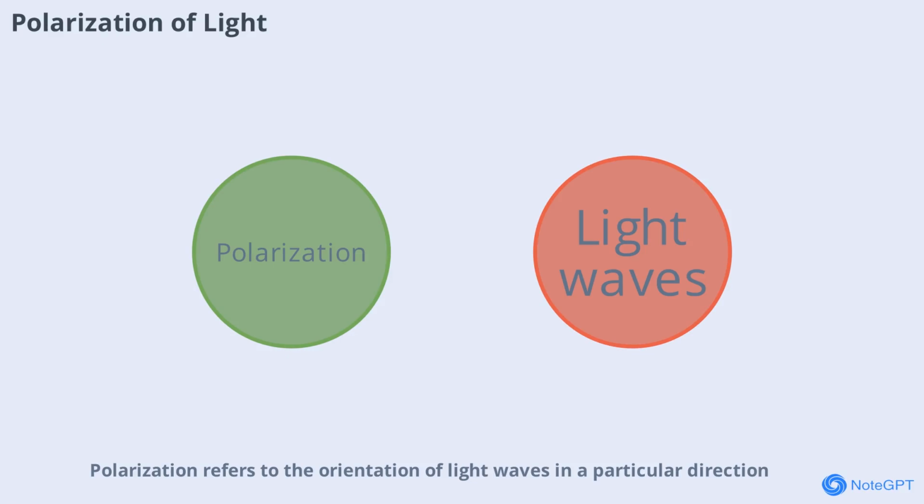Polarization refers to the orientation of light waves in a particular direction. Polarized light is used in sunglasses, photography, and LCD screens to reduce glare and enhance image quality. Understanding polarization helps in designing better optical instruments and improving visual experiences.